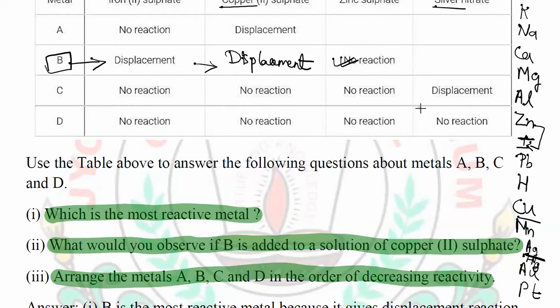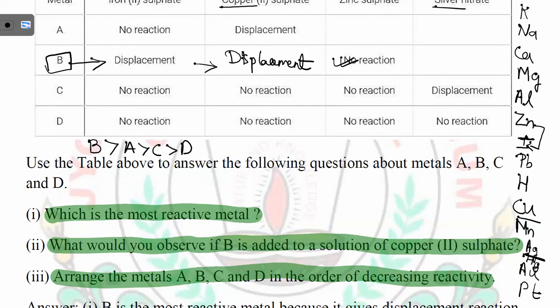Next, arrange the metals A, B, C, D in the order of their decreasing reactivity. Most reactive is B. Then the next most reactive metal will be A. Then it will be C, and then D. So B, A, C and D will be the order of reactivity.